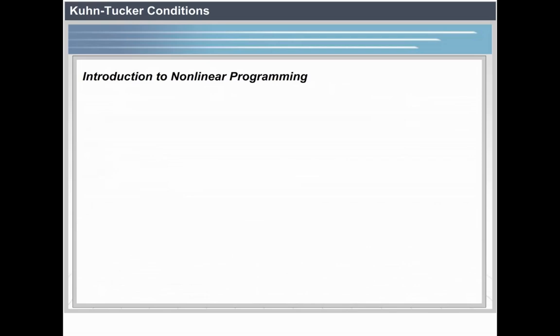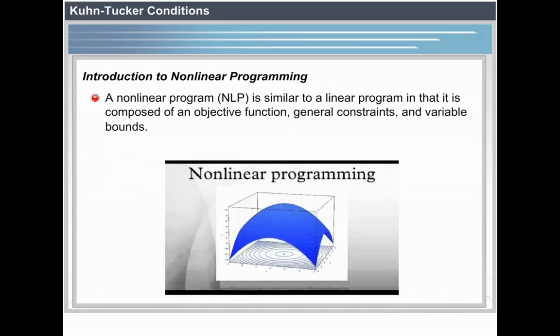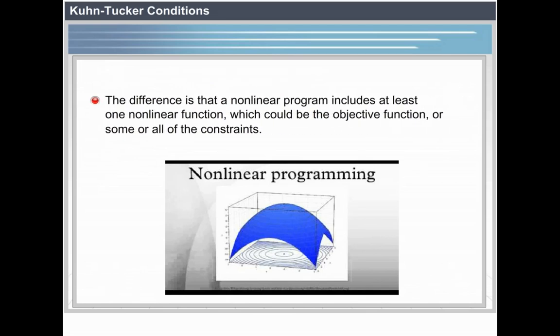Kuhn-Tucker conditions. Introduction to nonlinear programming. A nonlinear programming (NLP) is similar to a linear programming in that it is composed of an objective function, general constraints and variable bounds. The difference is that a nonlinear program includes at least one nonlinear function, which could be the objective function or some or all of the constraints.